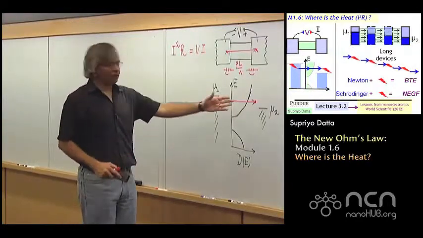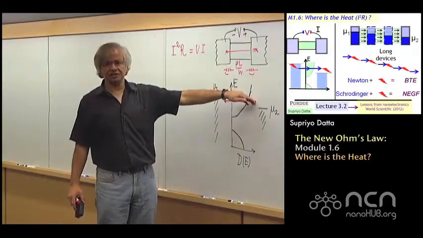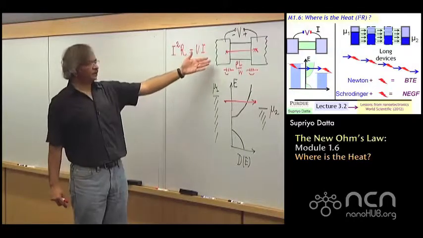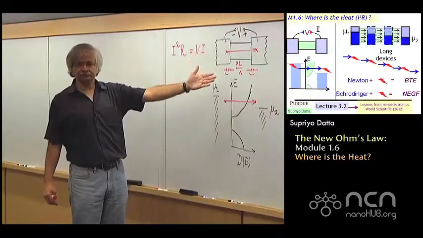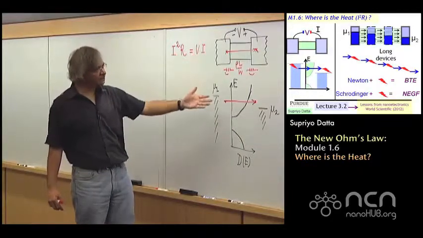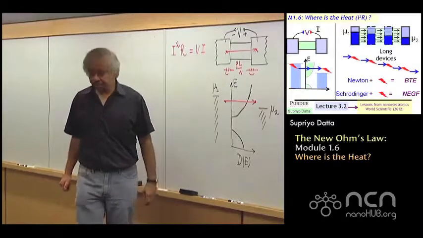But in small devices, you can almost assume that the electron doesn't exchange any energy. And then the question is, we are calculating a resistance, sure enough, and there's a current, so there's a heat. So where is the heat? How is the heat getting generated then?